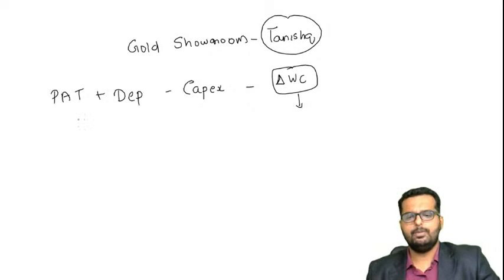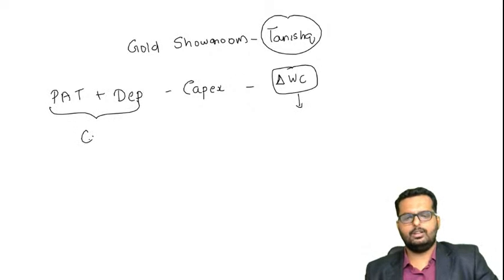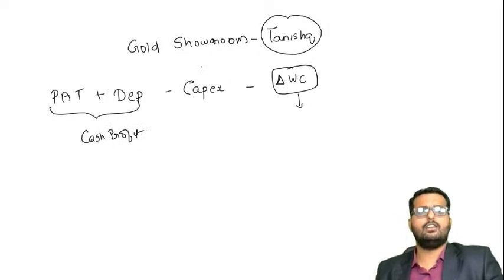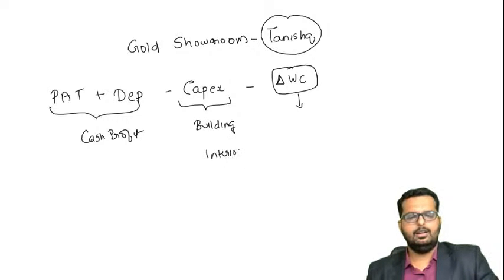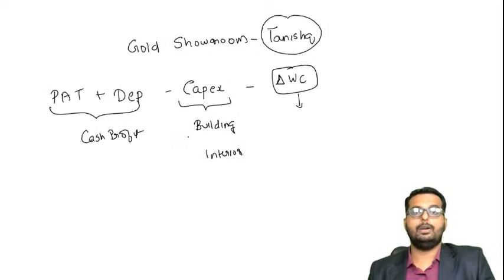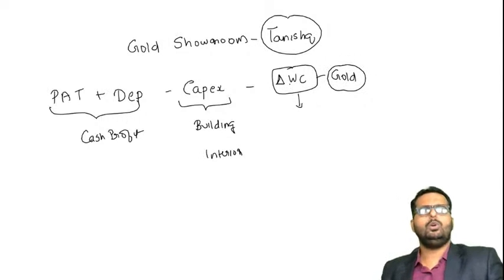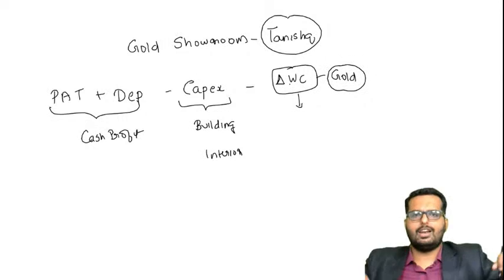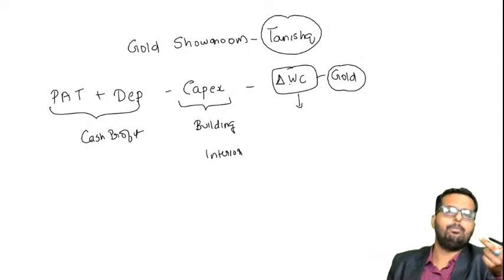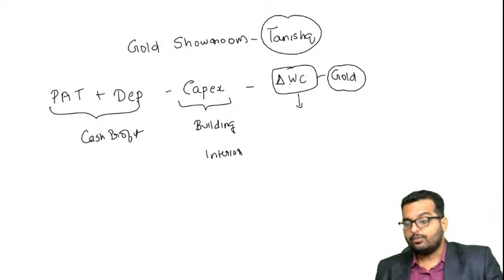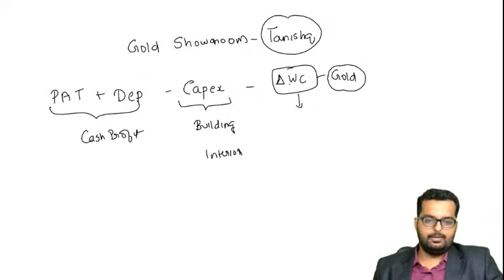Okay, listen very carefully. PAT plus depreciation, are you all clear? This will give you the cash profit. As far as Tanishq is concerned, what is the investment coming in Tanishq? It will be the building and the interior mainly. Am I right? But there is a much bigger investment and funds getting blocked in gold. Once you go to any gold showroom, first do you see many dolls standing over there and wearing some gold jewelry? That gold jewelry, is it for sale purpose or is it for display purpose? It is for display purpose.